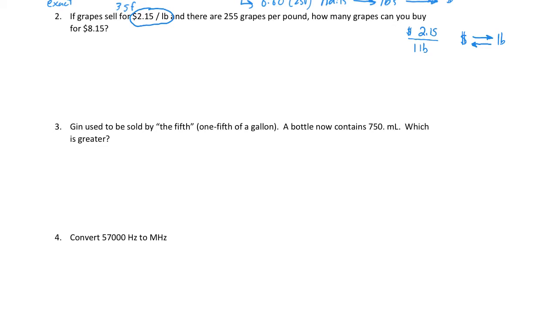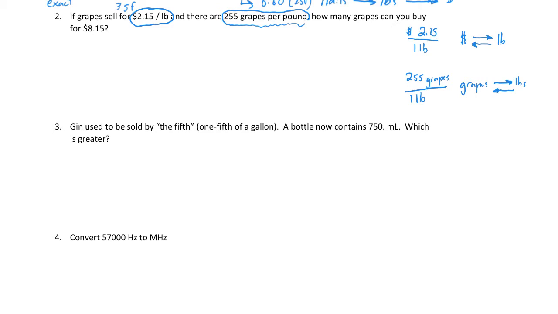Now, the next thing we run into is we have this 255 grapes per pound. Again, that word per, that tells us we have a ratio here. So we have 255 grapes per 1 pound of grapes. Now, what this lets us do is convert between the number of grapes and pounds. So I'm just going to write over here grapes, which we can convert into pounds, or we can convert pounds back into grapes. So that's what that does. Those are both conversion factors.